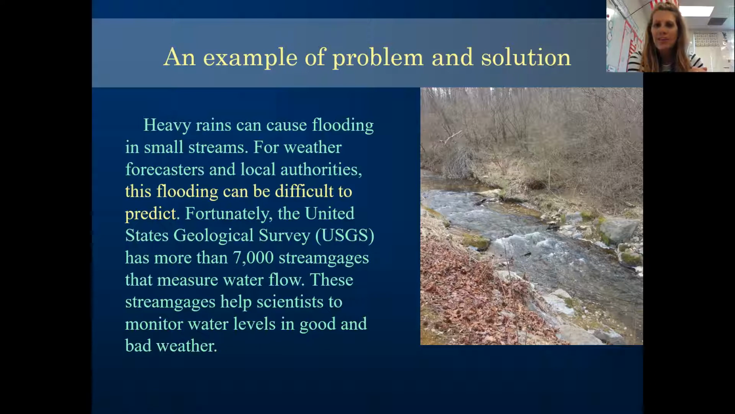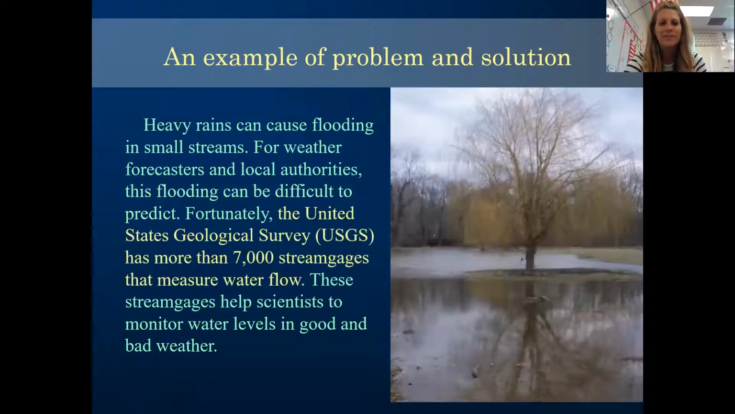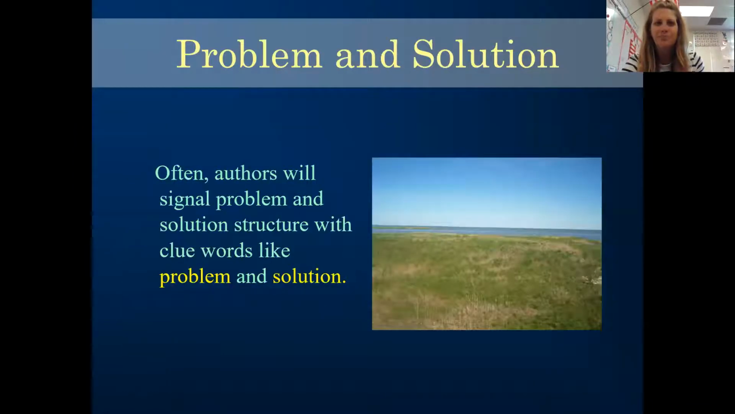What do you think? All right, let's see if you found it. Right here, the United States Geological Survey uses those stream gauges that measure the water flow. So the problem is they can't predict the flooding. The solution is that they use those stream gauges to help monitor the water level. If you got it right, kiss your brain and do the whoop whoop. All right, let's keep practicing.